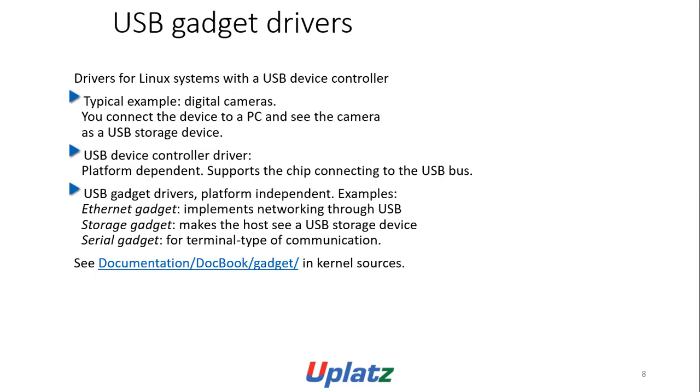Examples: the Ethernet gadget implements networking through USB. The storage gadget makes the device a USB storage device. The serial gadget is for terminal type of communication. See the documentation, DocBook gadget, in the kernel sources.